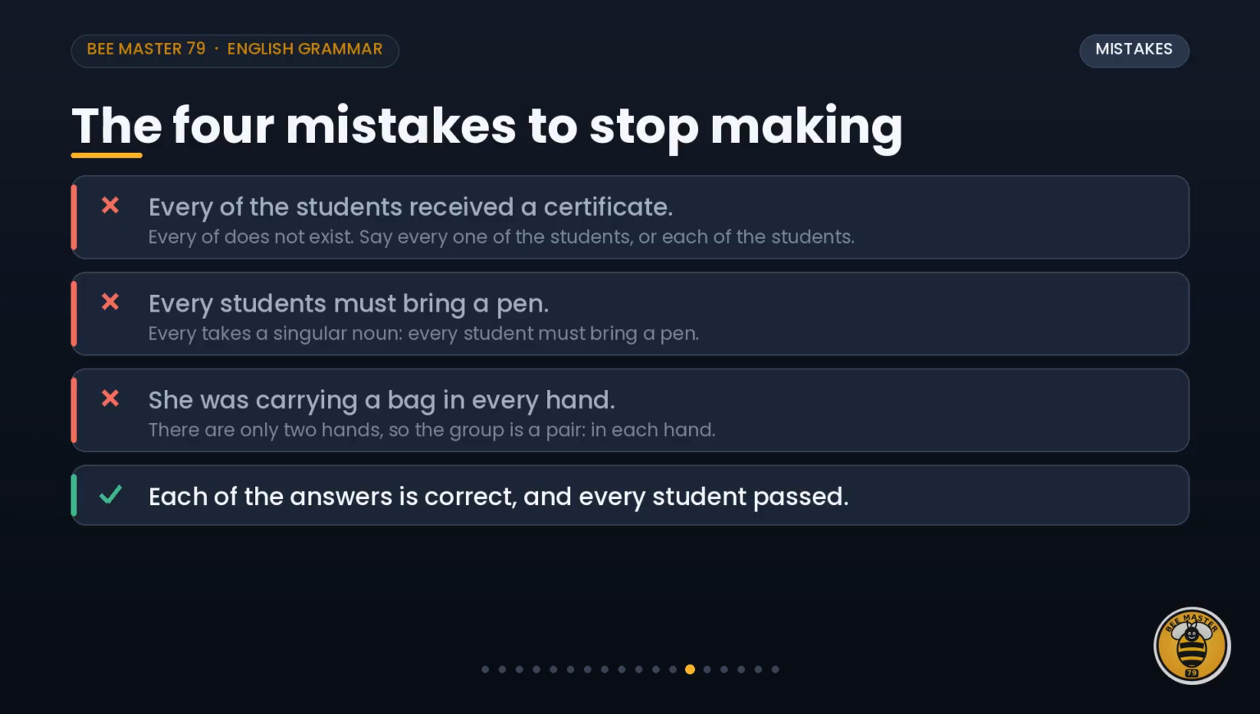And the final sentence shows all of it working together. Each of the answers is correct and every student passed. Plural noun after each of but a singular verb is, and a singular noun after every.